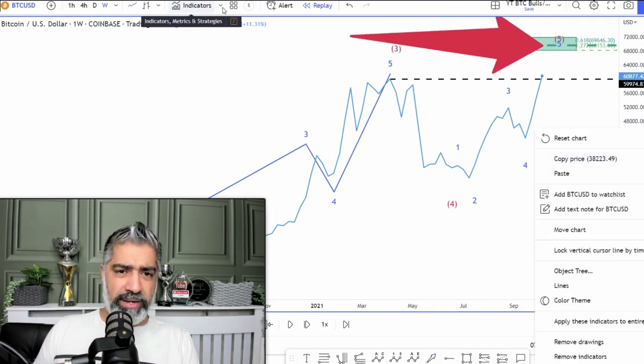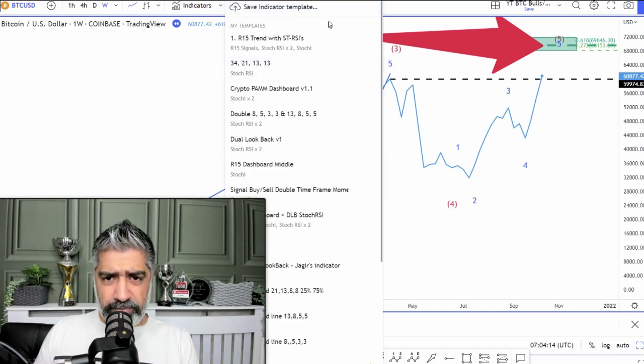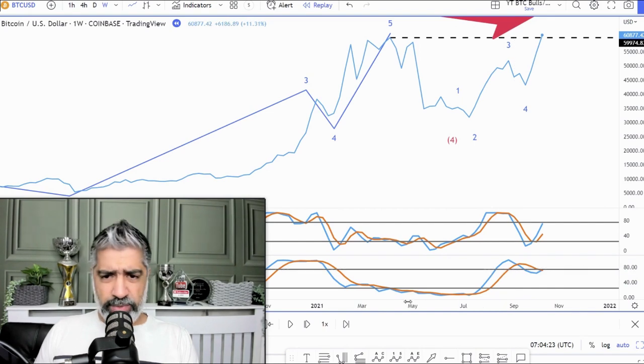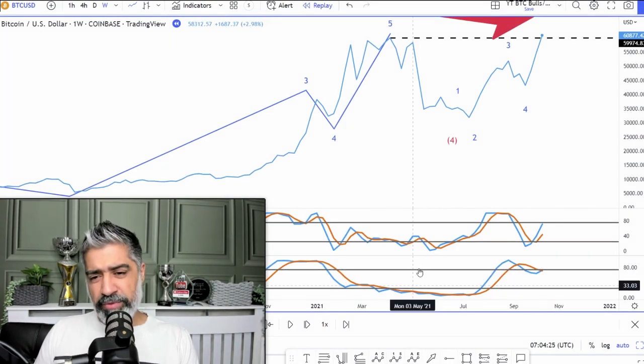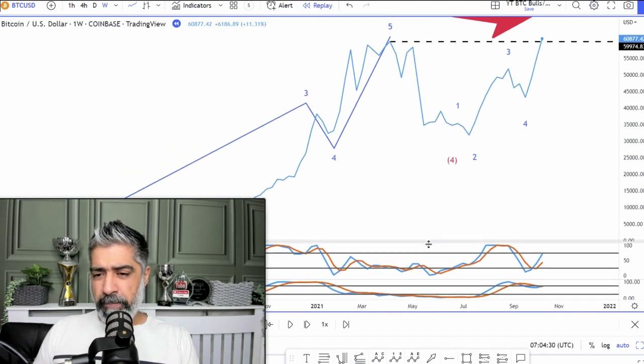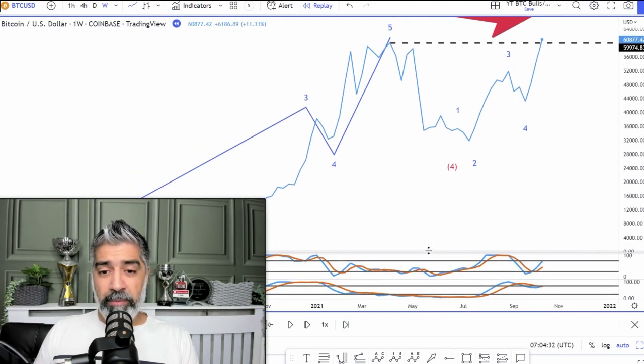Let me bring in an indicator. Let's just bring in both of these, but I'm going to delete one. We want to see which of these, in fact, we'll keep both of them. These are two indicators. That's stochastic RSI, right? They help determine the momentum.